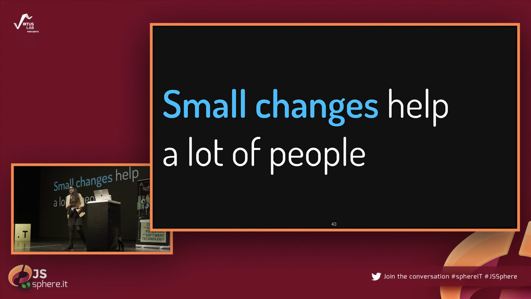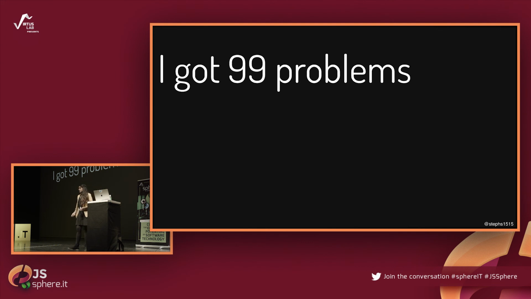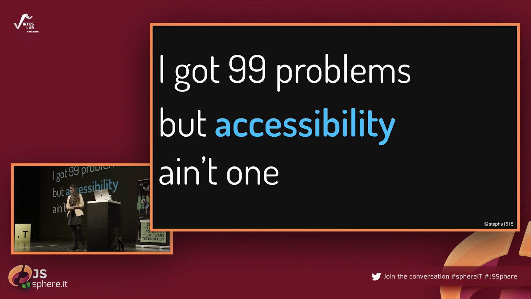So there are a lot of these things that we can do that not only help a minority or a small number of people, but help a bunch of people. And if we start including accessibility in our everyday processes, if we include it at the design stage, in the development, in the testing, in the conceiving of our ideas, if we start thinking with accessibility in mind, then the day might come where we can say, I got 99 problems, but accessibility ain't one.